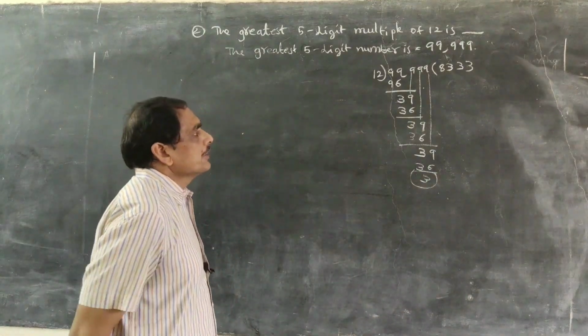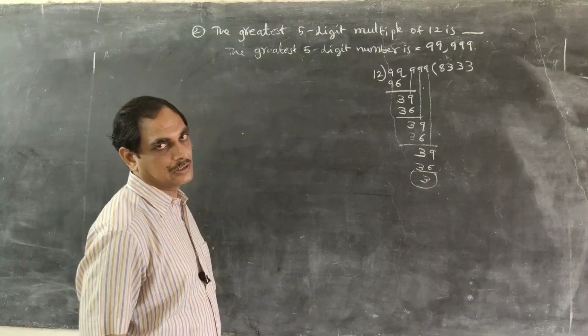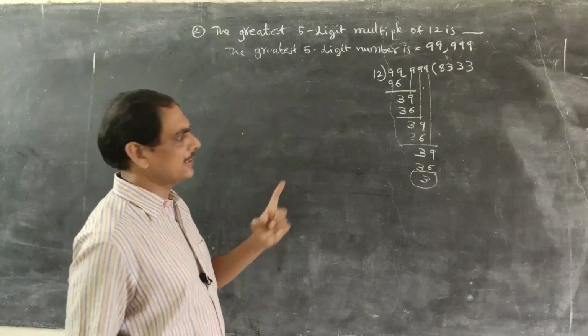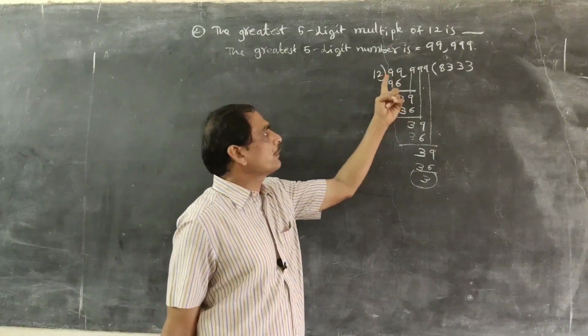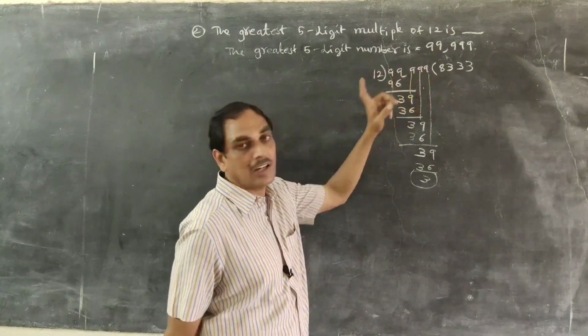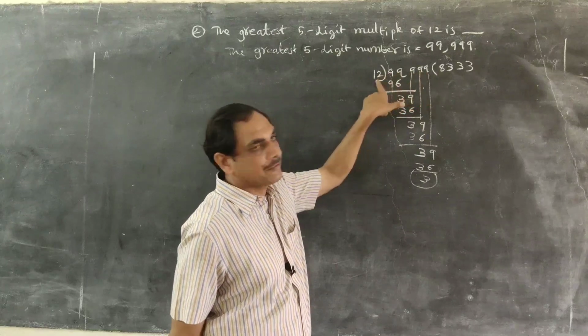So here we divide 99,999 by 12. We are going to find the greatest 5-digit multiple of 12. The greatest 5-digit number is 99,999, which is not divisible by 12, so it is not a multiple of 12.